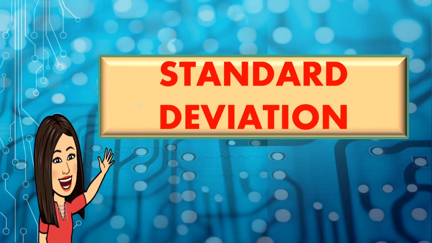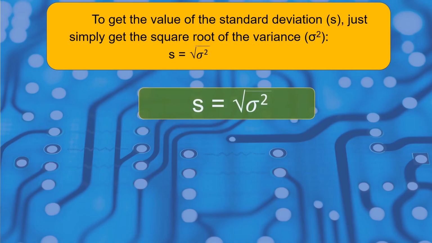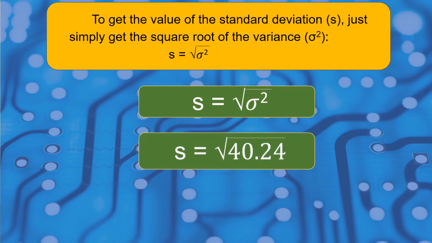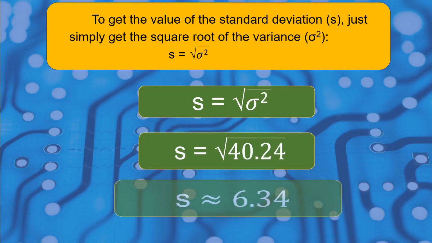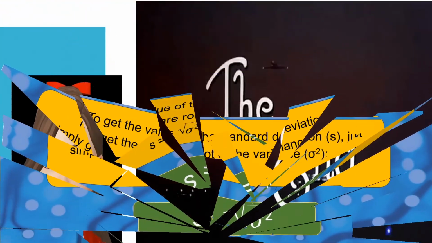Now, let's get the standard deviation. For the value of the standard deviation, S, just simply get the square root of the variance sigma squared. So, to get S, just take the square root of the value of the variance. So, S is equal to the square root of 40.24, the variance we got earlier, which is approximately 6.34. I said approximately because we already rounded off. Always round off your final answer to 2 decimal places. So our standard deviation is 6.34.